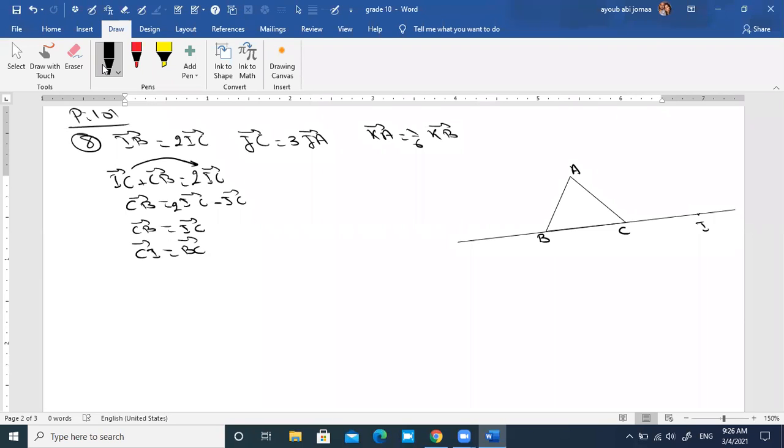Okay. Is that clear for all of you? Yes. IC equal.